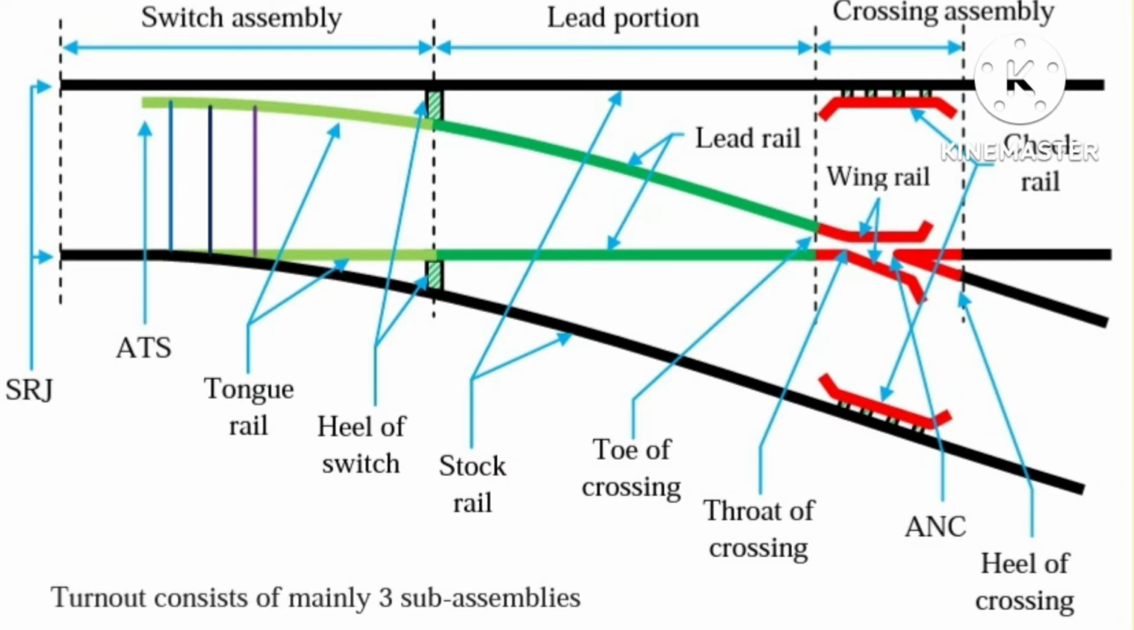Switch: a pair of tongue and stock rails with the necessary connections and fittings form a switch. Points: a pair of tongue rails with their stock rails are termed points. Crossing: a crossing is a device introduced at the junction where two rails cross to permit the wheel flange of a railway vehicle to pass from one track to another track.